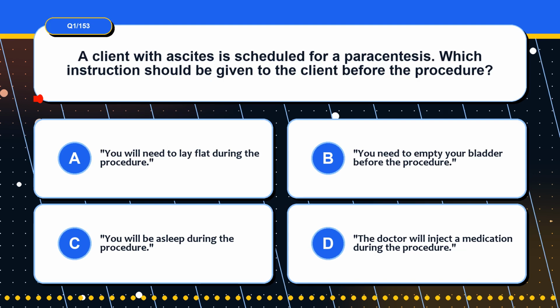Question 1. A client with ascites is scheduled for a paracentesis. Which instruction should be given to the client before the procedure? Here are the options. Option A. You will need to lay flat during the procedure. Option B. You need to empty your bladder before the procedure. Option C. You will be asleep during the procedure. Option D. The doctor will inject a medication during the procedure.